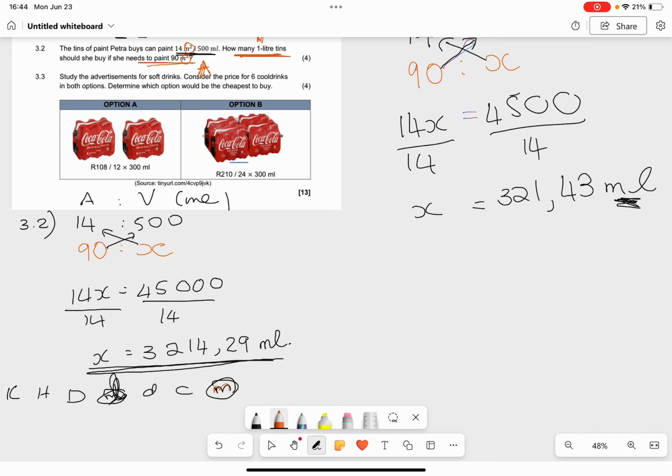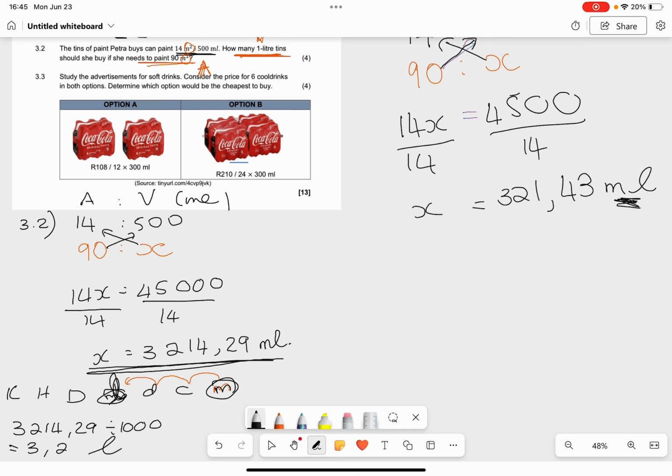So how many jumps are we going? 1, 2, 3. So we're going to divide by 1,000. So we're going to say 3,214.29 divided by 1,000. In other words, we can just move that comma three places to the left, and we're going to have 3.21 liters. Is that answering the question that they asked us? Still, we're not answering the question they asked us, because they said how many 1 liter tins.